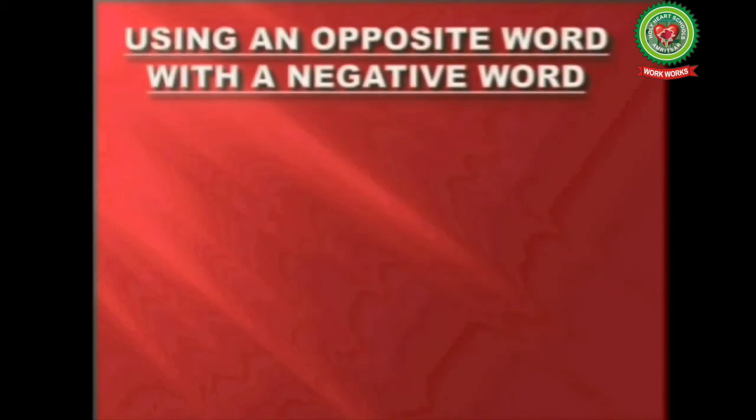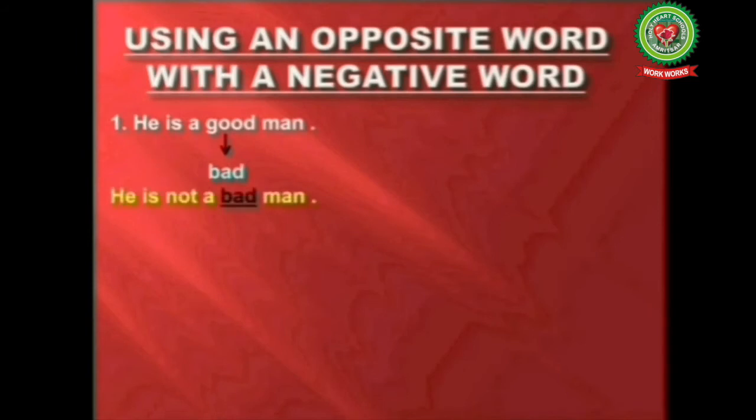So here is the first method, by using an opposite word with a negative word. For example, he is a good man. Now students, how can we transform affirmative sentence into negative sentence? We will use the opposite word of good, that is bad. Then we have to use the negative word not. So the answer will be he is not a bad man.